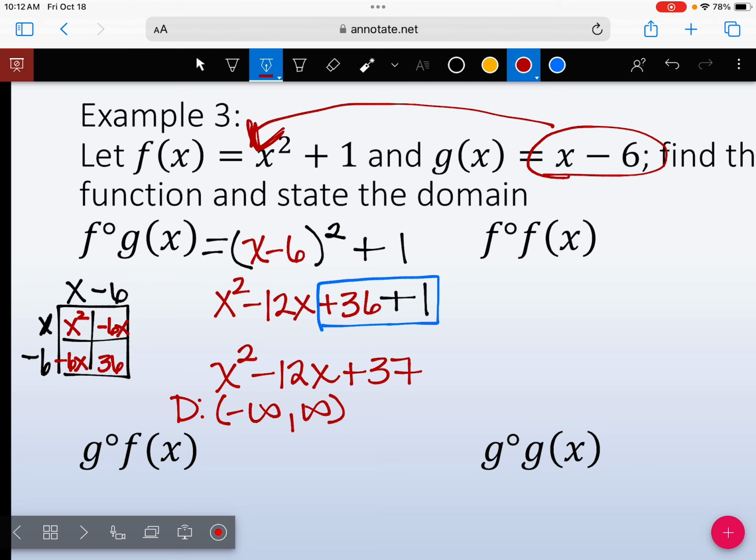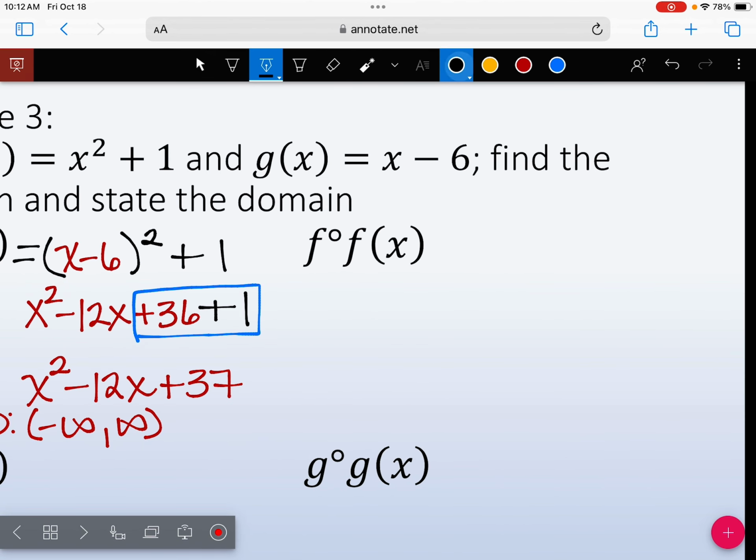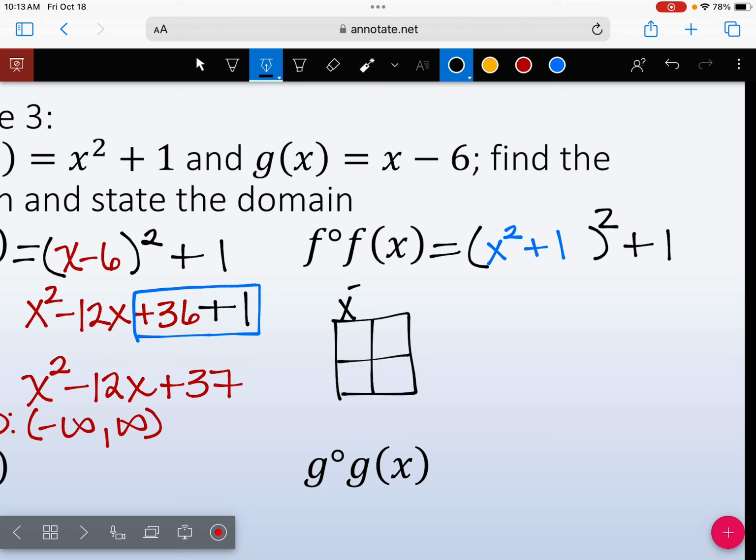For our next example, I am taking my f function and putting it back into f. So that means right here where I have my input of x squared, I'm going to put x squared plus 1. So I have x squared plus 1, and then my input would be x squared plus 1. And this time when you make your box, you're multiplying x squared plus 1 times x squared plus 1.